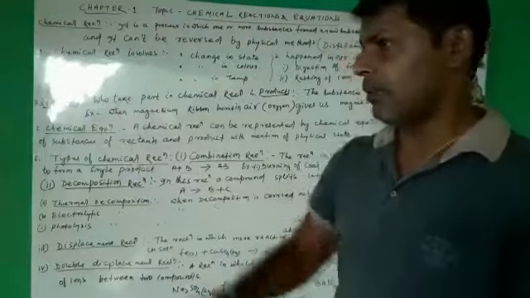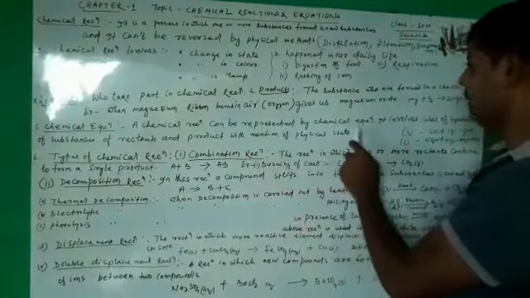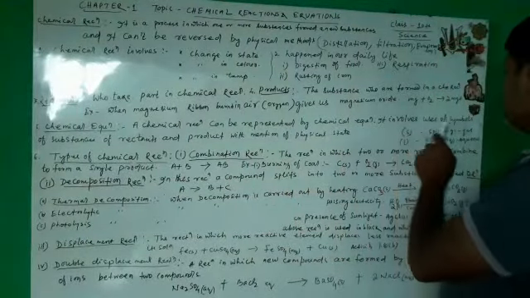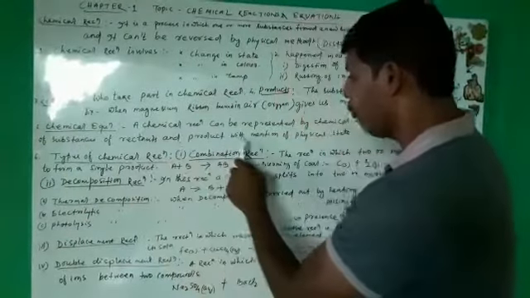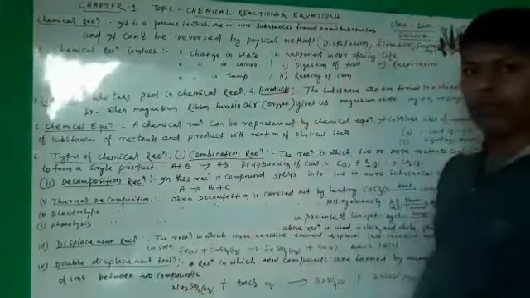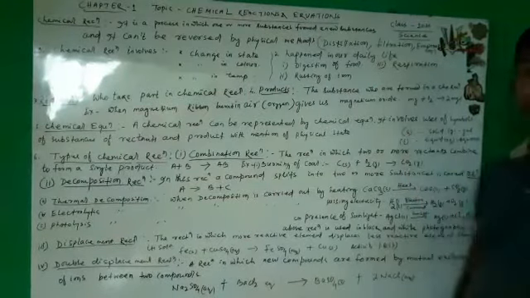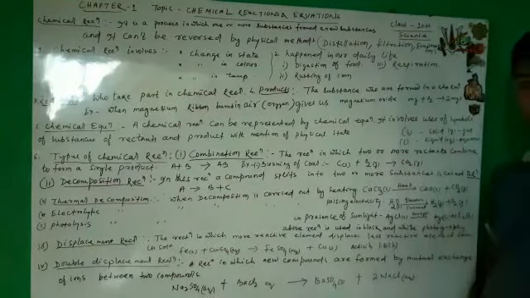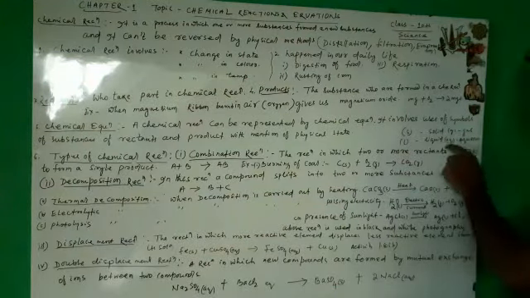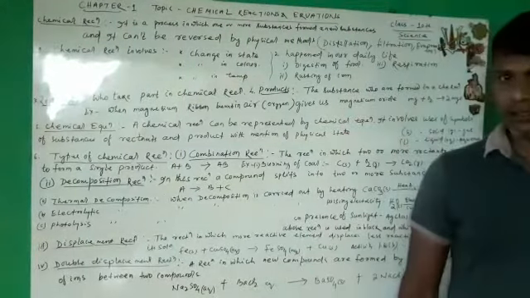Chemical equations, next point. Chemical reactions can be represented by chemical equations. It involves the use of symbols of substances, reactants and products, with mention of the physical state. So there are four physical states: solid, symbol S; liquid, symbol L; gas, G; and aqueous, AQ.